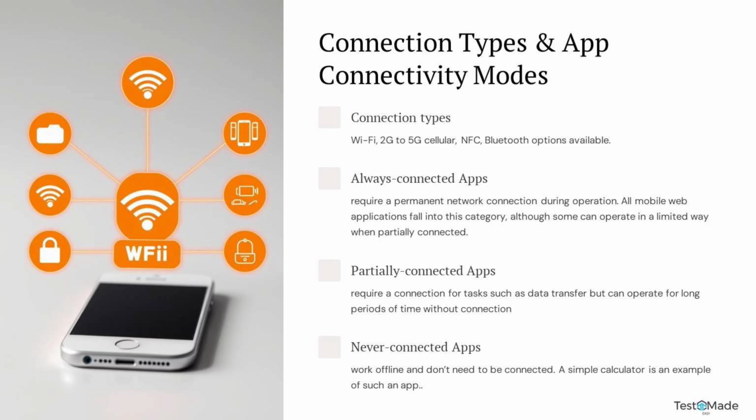Always connected apps require a permanent network connection during operation. All mobile web applications fall into this category, although some can operate in a limited way. Partially connected apps require a connection for tasks such as data transfer, but can operate for long periods of time without connection. Never connected apps work offline and don't need to be connected. A simple calculator is an example of such an app.